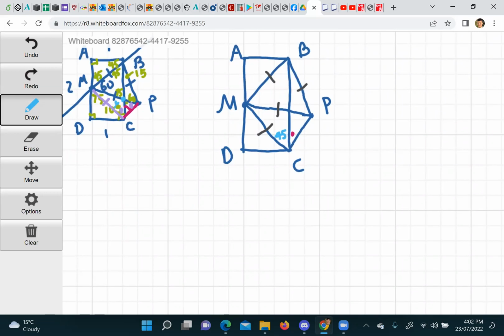So then, for example, we could find this angle here. We basically found it. It's 180 minus 45, which is 135. Yeah. And then we know in that triangle, 45 plus dot times 2 plus.